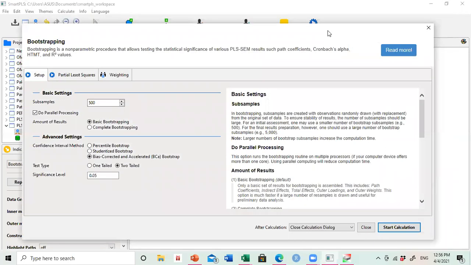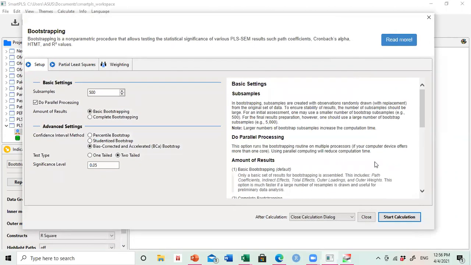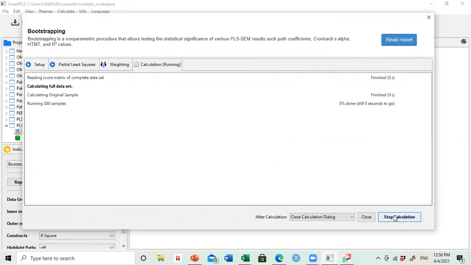It's just a procedure like that. Yeah, it's a procedure. That's how you put it. So, okay, the next step, you say start calculation, you have now started calculating. Okay.